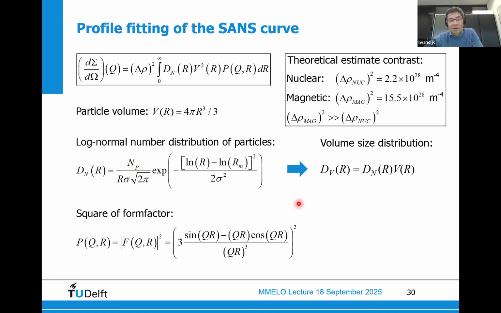And the other way to look at this is to do a volume size distribution. Then you have to multiply the number density by the volume. And if you would integrate this over all the sizes, you will get the phase fraction. Well, here's the form factor that goes into there, as we have seen earlier.